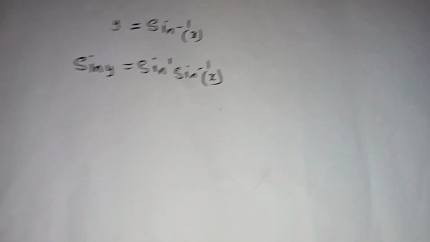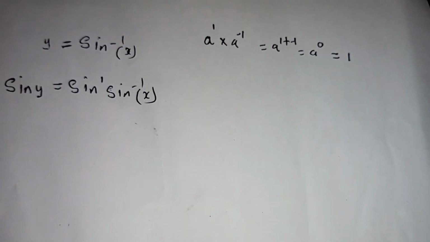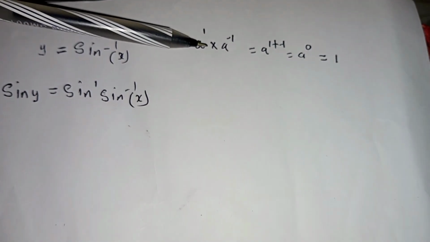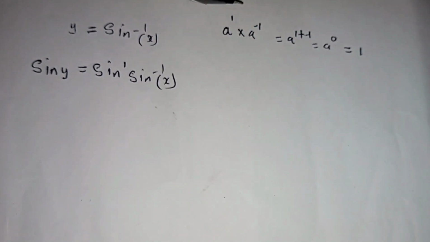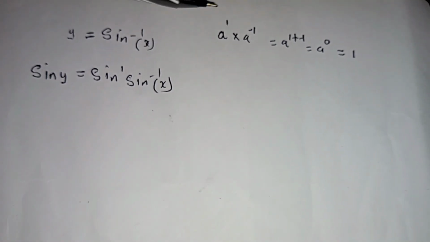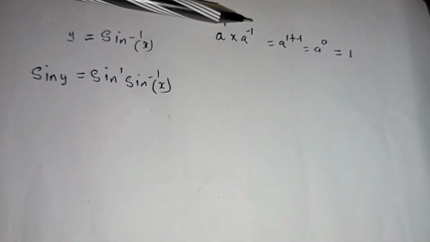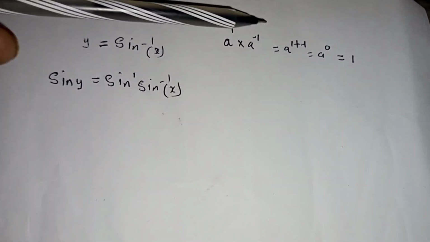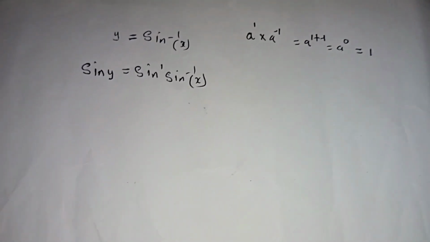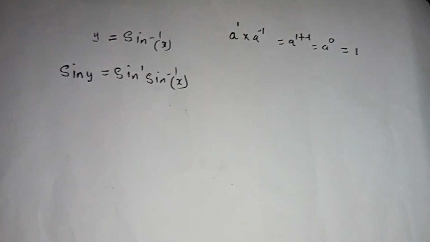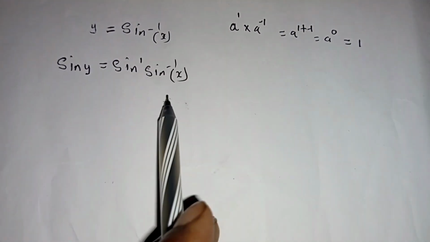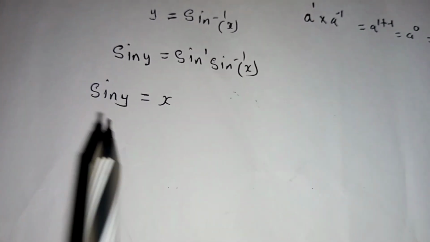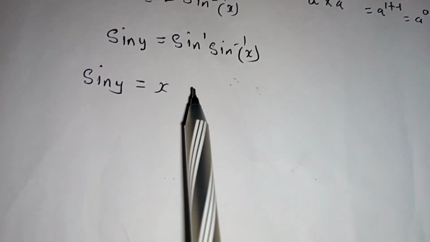x. On the right hand, we are going to make use of this law of indices. A power 1 multiplying by a power -1. When bases are the same, you add the indices, so 1 plus -1 is 0. So a power 0 is equal to 1. Note that any number power 0 is equal to 1. So we make use of that here so that we shall obtain, applying that rule here, that sine of y is equal to x.